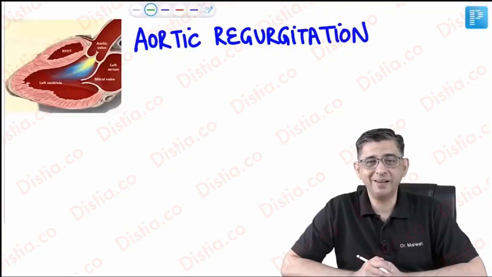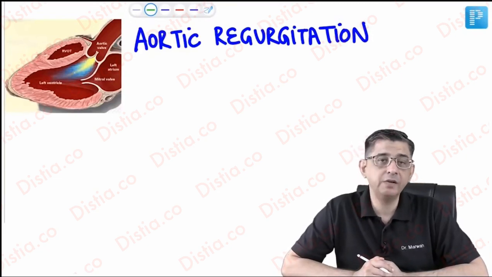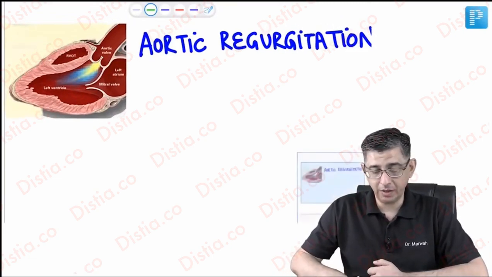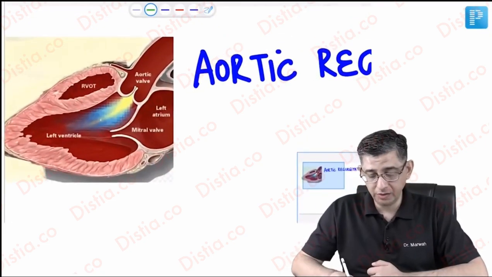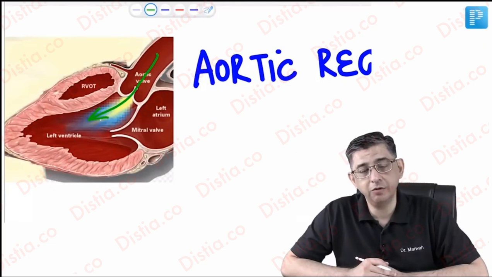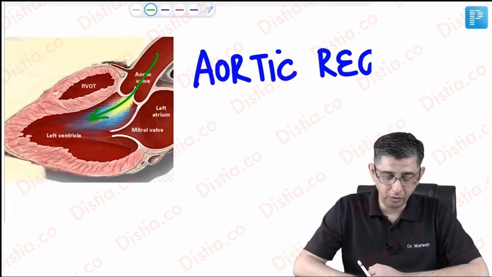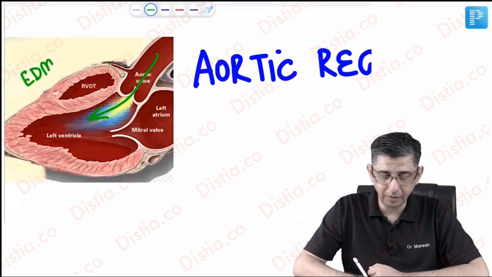Hey guys, welcome back. The topic that we're going to study now is valvular aortic regurgitation. So let us have a look at why this topic is asked primarily. You can see that because there's an incompetent aortic valve, the blood is going to leak from the aorta to the left ventricle, and this is going to cause a development of an early diastolic murmur.